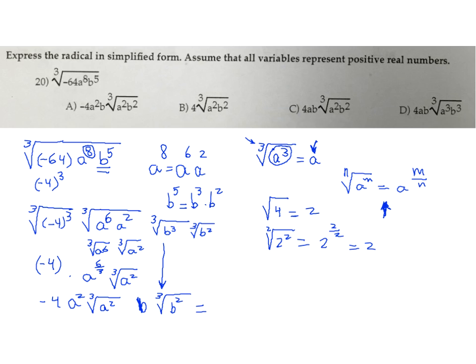So let's see what came out of the radical. Negative 4, a squared, b, these all came out of the radical. What stayed under the cube root? a squared, b squared. So which one would be the right choice for me to pick as the answer? A.